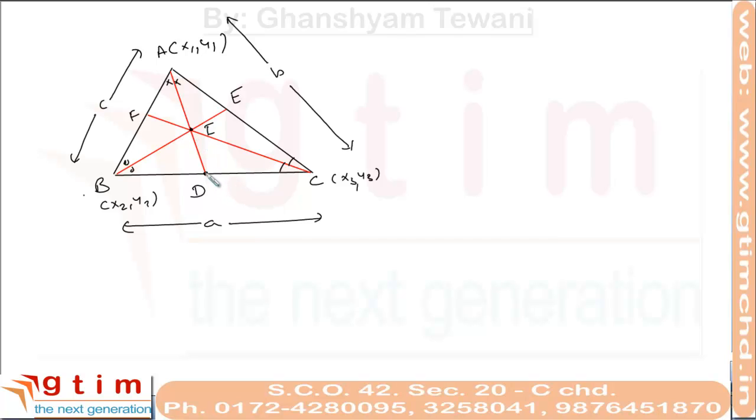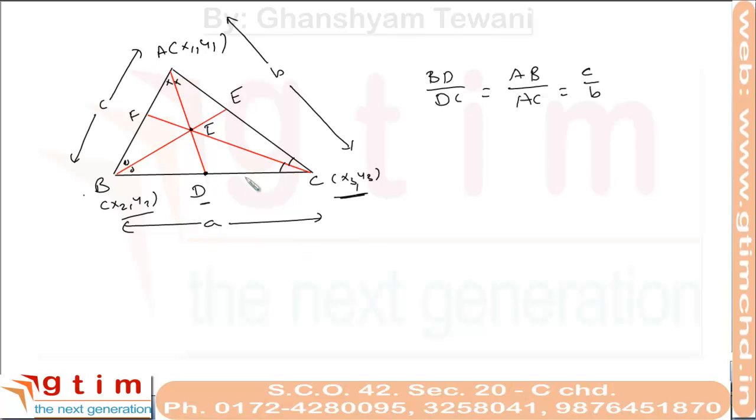For that, let's first target point D. How we can find coordinates of point D? Now D lies on BC. We have coordinates of B and C. So we can get coordinates of point D if we have ratio BD upon DC. Just now we proved that BD upon DC is equal to what? AB upon AC, that is small c upon small b.